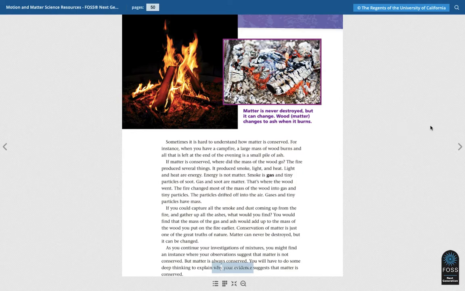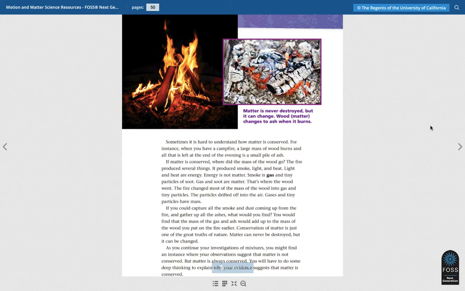Sometimes it's hard to understand how matter is conserved. For instance, when you have a campfire, a large mass of wood burns, and all that's left at the end of the evening is a small pile of ash. If matter is conserved, where did the mass of the wood go? Well, the fire produced several things. It produced smoke, light, and heat. Light and heat are energy. Energy is not matter. Smoke is a gas and tiny particles of soot. Gas and soot are matter. That's where the wood went.